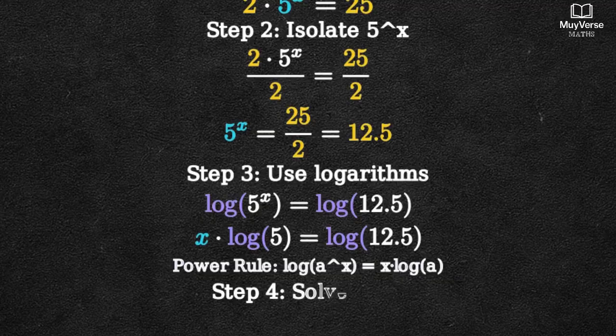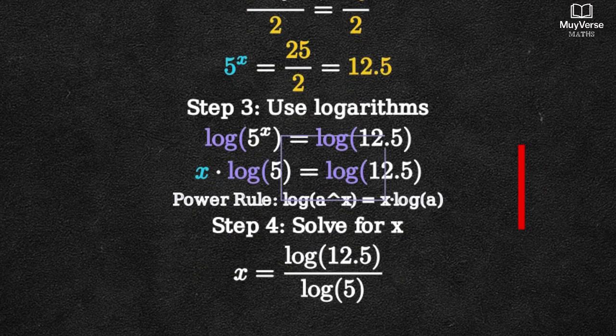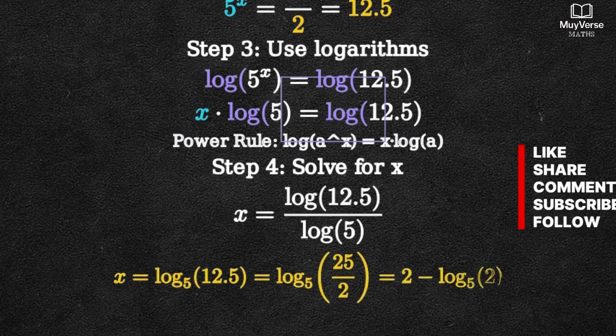Step 4. Solve for x. Divide both sides by log 5. We can also write this as log base 5 of 12.5, and even as 2 minus log base 5 of 2, since 12.5 is 25 over 2.